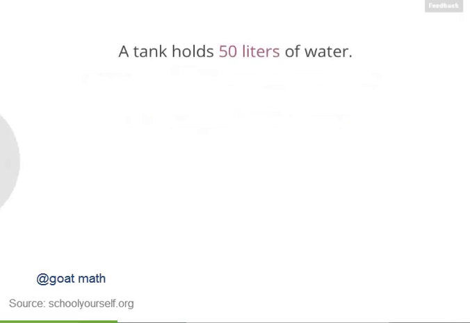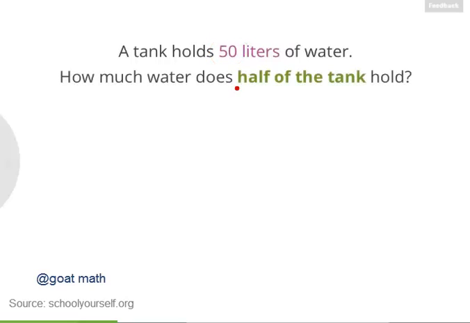Next, suppose a tank holds 50 liters of water. Now how much water does half of the tank hold? Right, now you can solve this by saying that half of 50 is 25. Another way to get the same answer is to say you have 50 liters and you want half of it. So that means you're multiplying by 1/2. Sure enough, 1/2 times 50 equals 25.